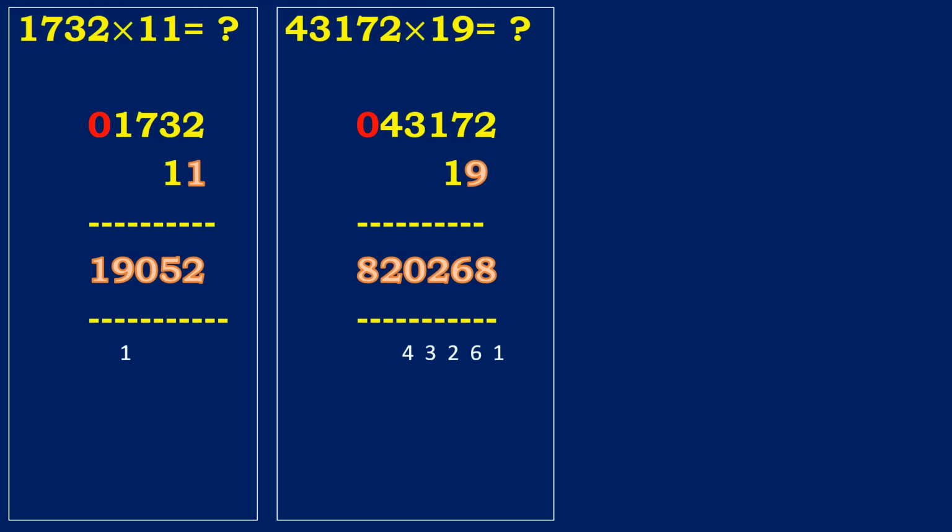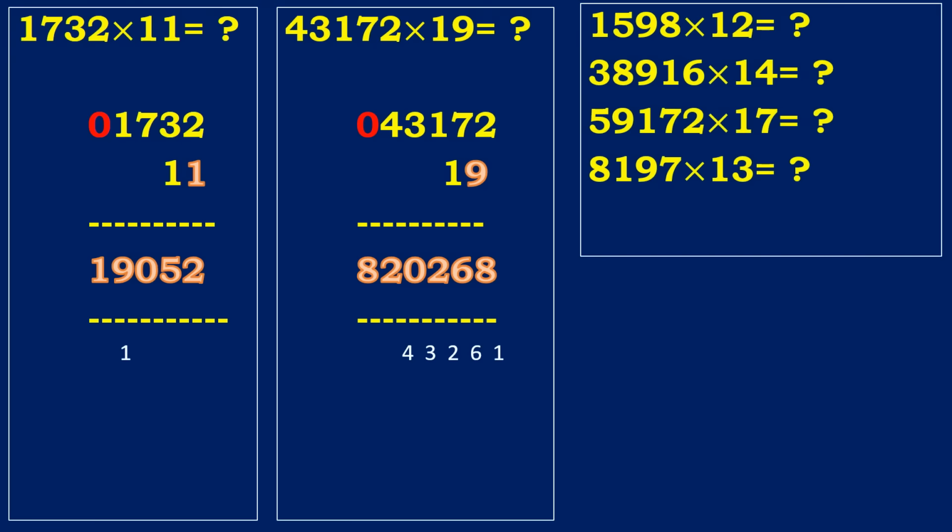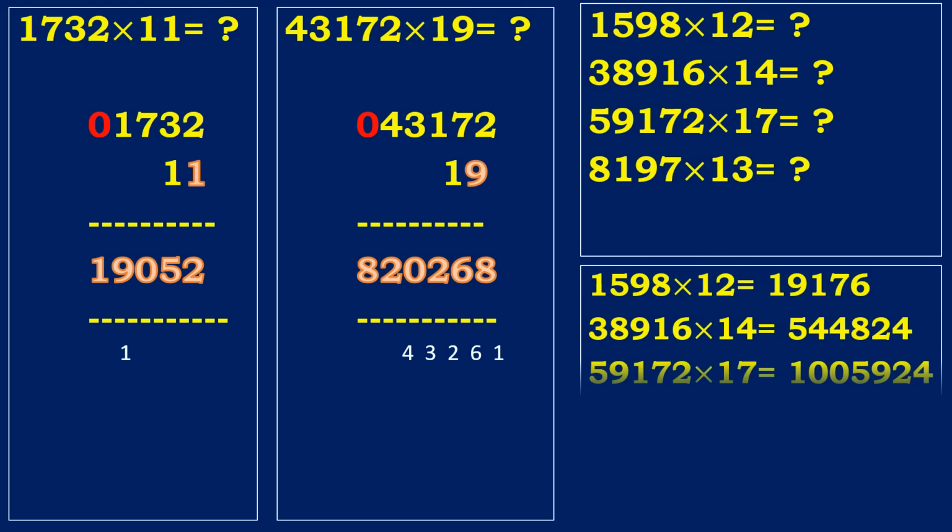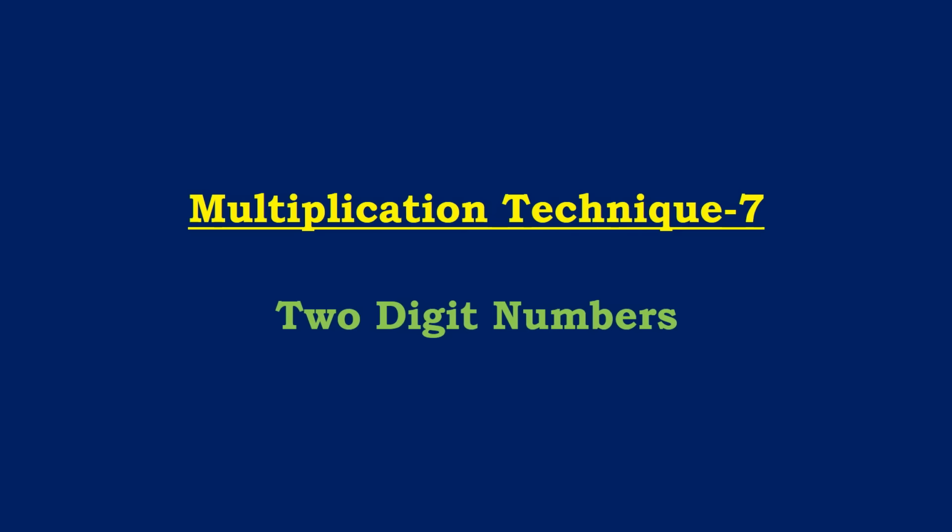Let's see how many of you can solve these 4 questions and get all 4 of them correct. Answers for the given 4 questions. I hope all of you have got all 4 of them correct. Practice well on these. The 7th technique for multiplication is how to multiply 2-digit numbers. A general technique, which will help us to multiply any type of 2-digit number.